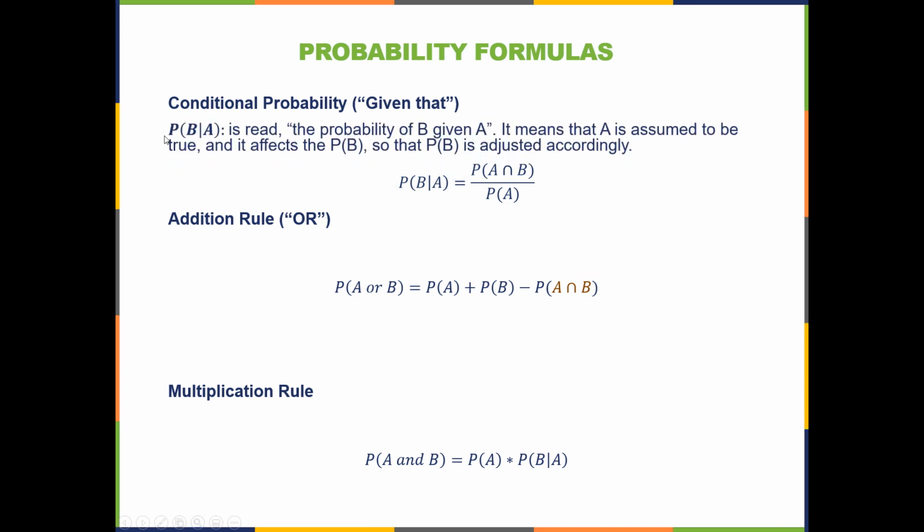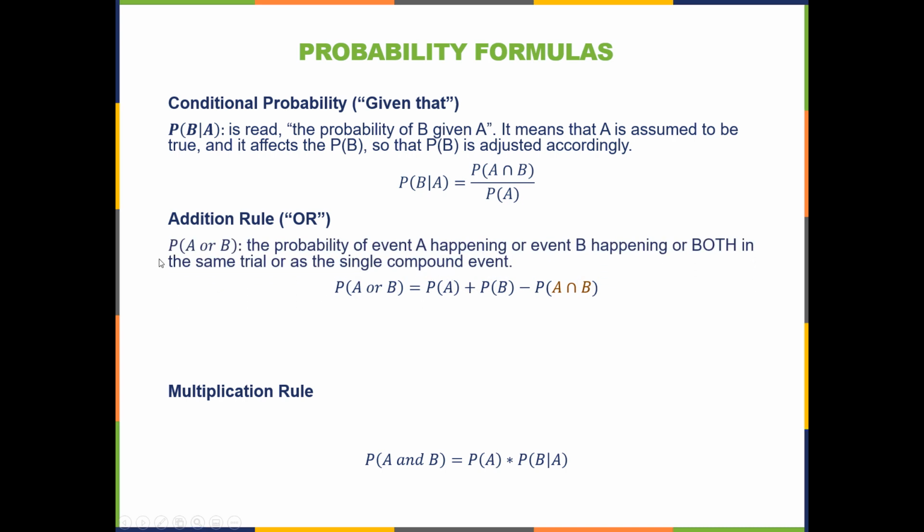Conditional probability, P of B given A. This is read the probability of B given A. So that little line there is not a forward slash or a backslash. It's an up and down line that reads such that, or given that, or under the condition that, or under the assumption that. It means that A is assumed to be true, and it affects the probability of B, so that the probability of B is adjusted accordingly. We have a formula for it, which we'll go over in some examples.